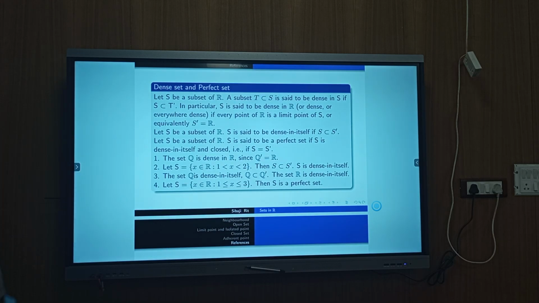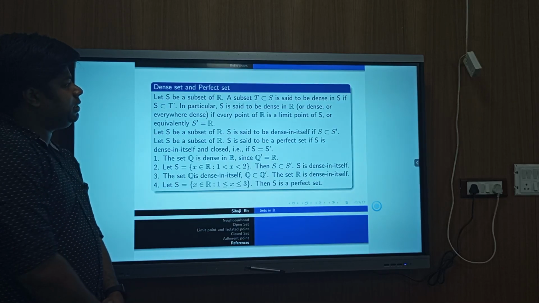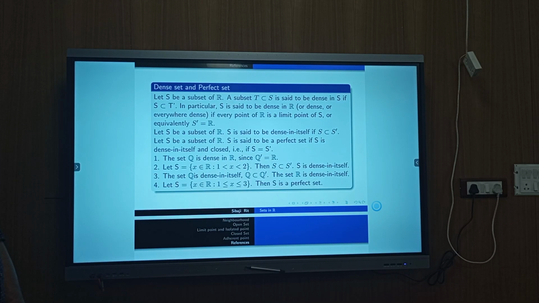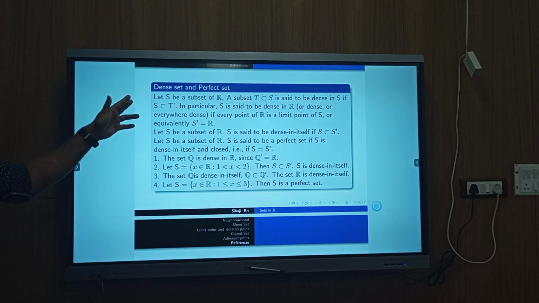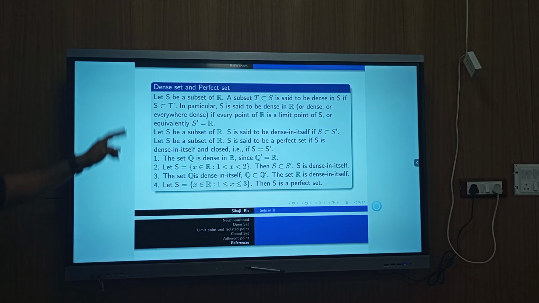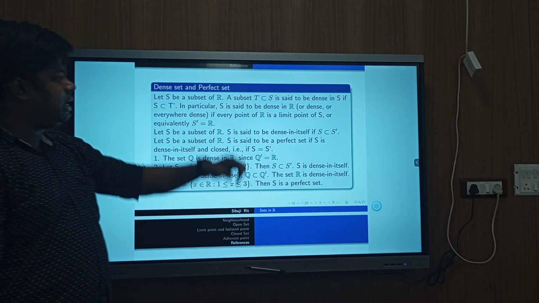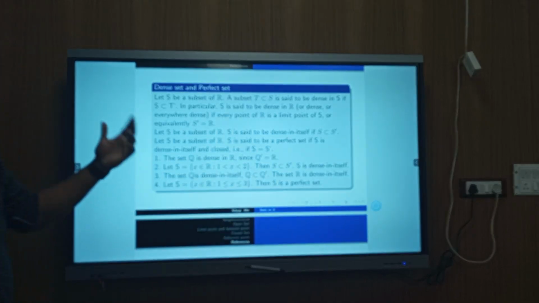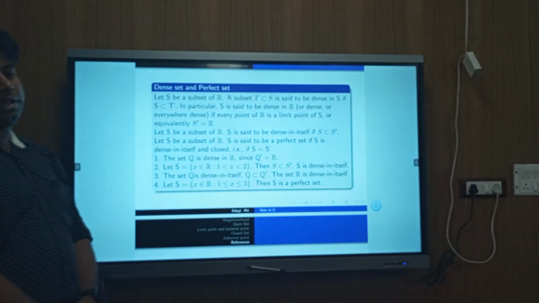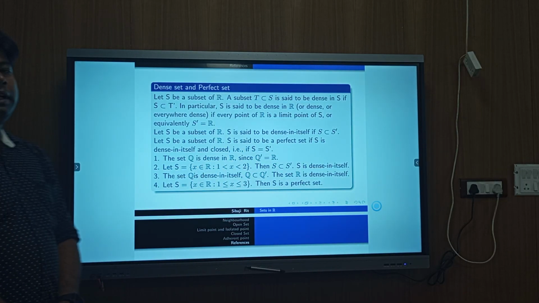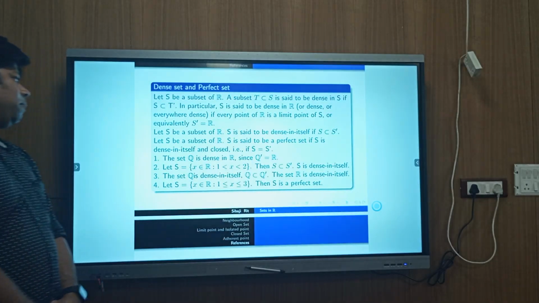Now we define dense set and perfect set. Let S be a subset of R. A subset T of S is said to be dense in S if S is a subset of the derived set of T, or T dash. In particular, S is said to be a dense set in R, or everywhere dense, if every point of R is a limit point of S, or equivalently S dash equals R.